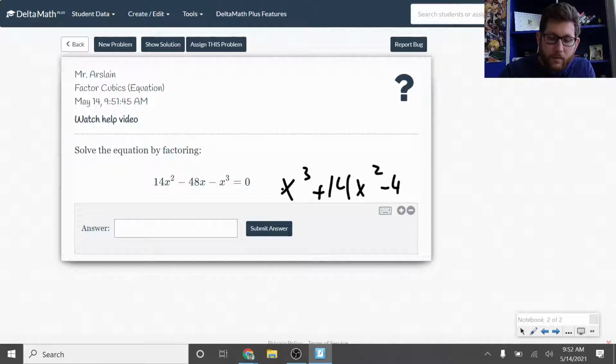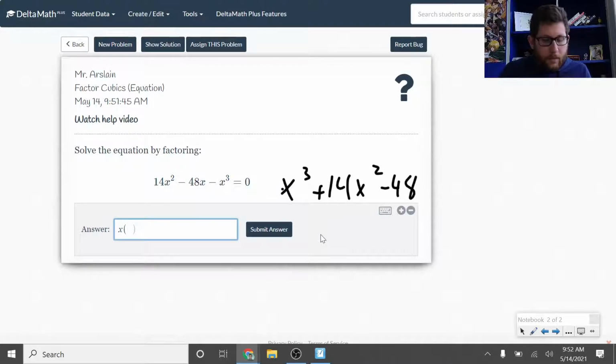14x squared minus 48x. I notice I can pull an x out of all three of these, so I know that right here I'm going to start with an x before I get into anything else. So we factor out an x, so my new equation now is x times x squared.